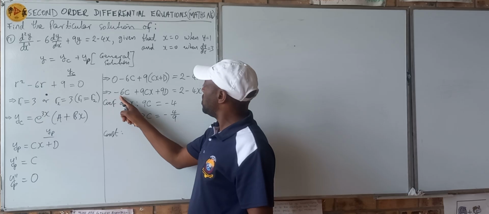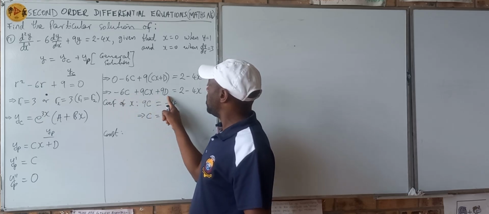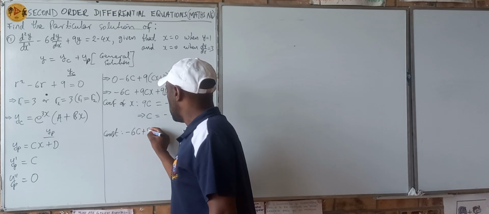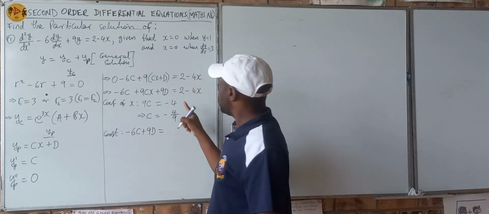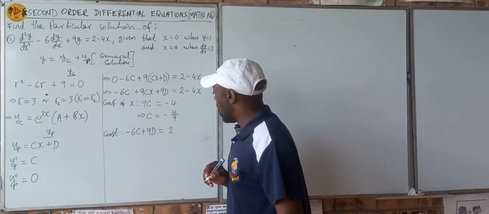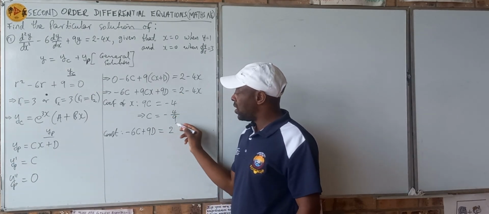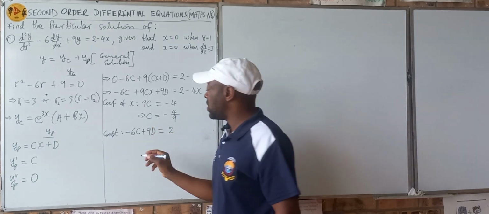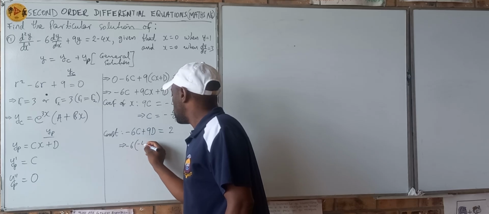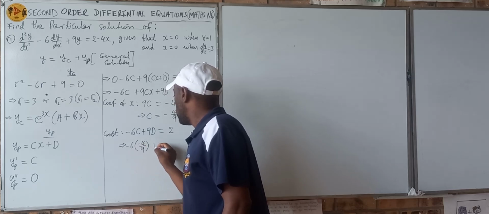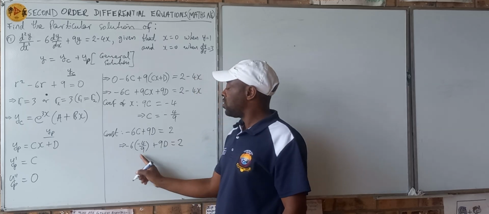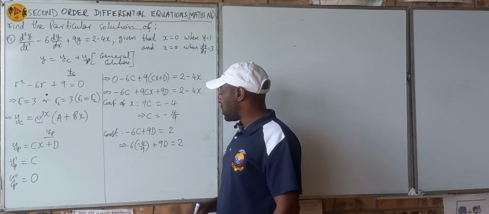On the left, the constant is negative 6c plus 19. So I get negative 6c plus 19. On the right, my constant is 2. So that's equal to 2. But now you realize we've got c already. So I'm putting c there. So if I put c there, I get negative 6 into negative 4 over 9 plus 9d is equal to 2. So if you multiply these two, the two negatives now become positive.